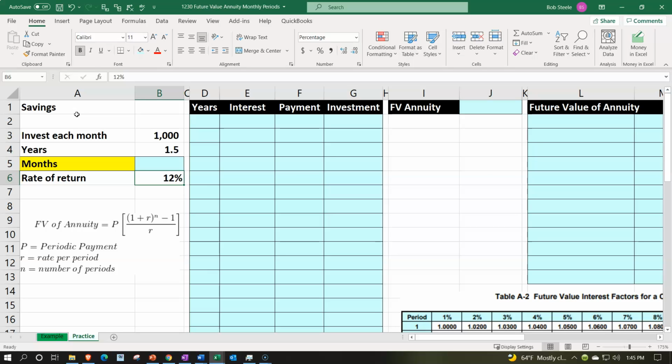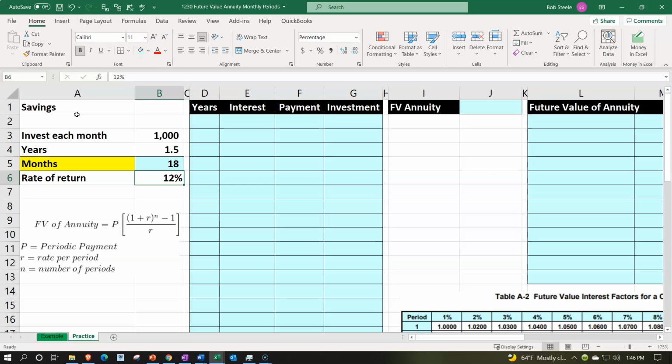So first, let's think about the number of periods that will be covered here. If we're going to talk about 1.5 years, we're going to take that 1.5 times 12. That would give us 18 months. So the number of periods we have in months will be 18 months. We're going to put in $1,000 per month over that 18-month or 1.5 years at the yearly rate of 12%, which would be a monthly rate of 1%.